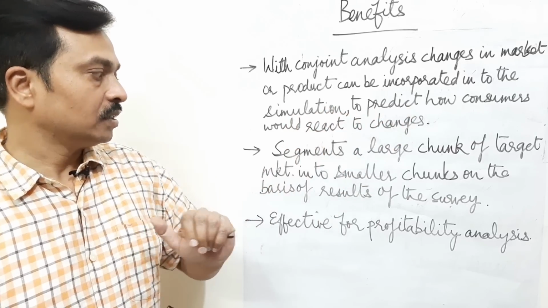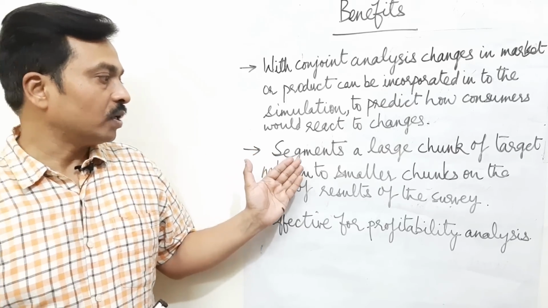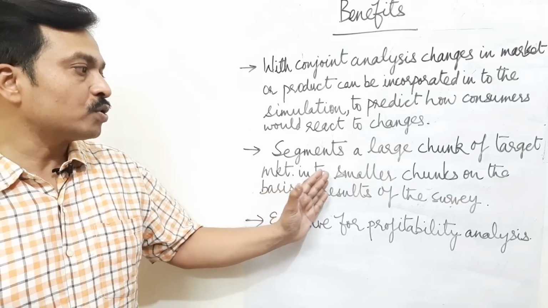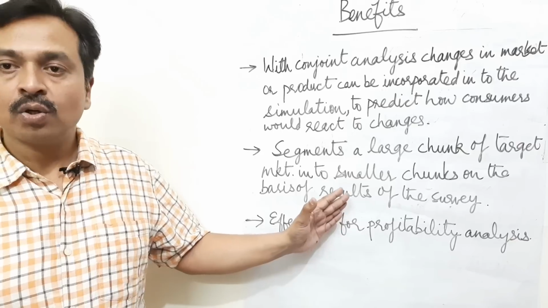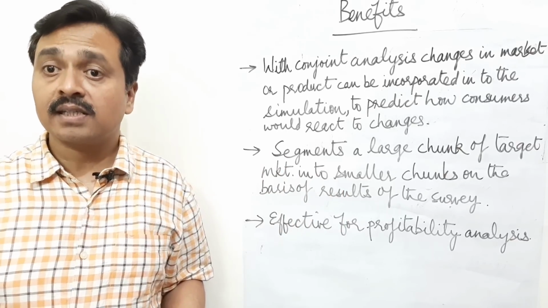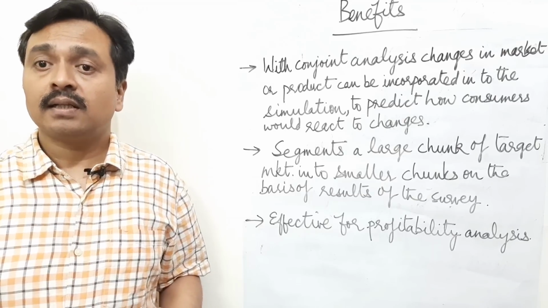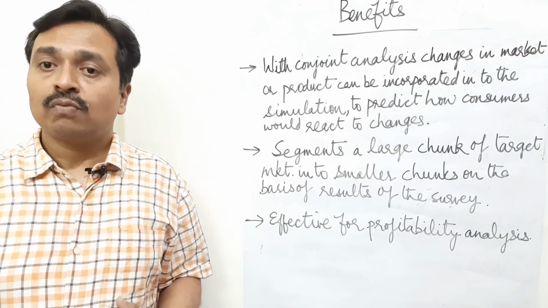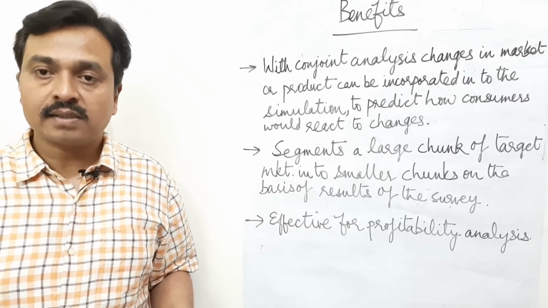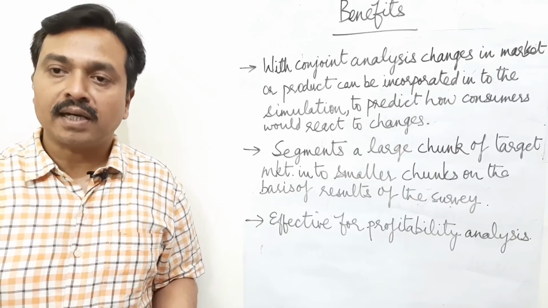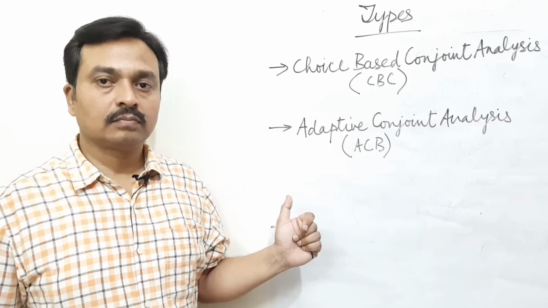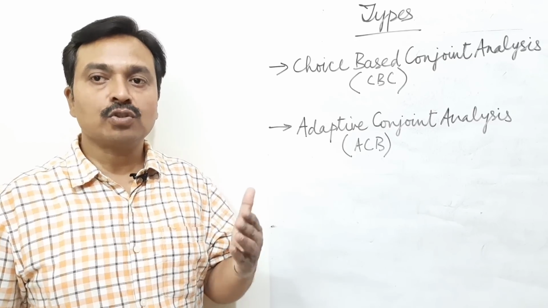to changes. Another benefit of conjoint analysis is that it segments a larger chunk of the target market into smaller chunks on the basis of the results of the survey. Another benefit of conjoint analysis is, and this is even more important than others, that it is effectively used for competitive analysis like profitability analysis. It is a very vital tool to understand the brand value and makes it easy to understand how the market share is impacted. Let us now discuss the types of conjoint analysis.